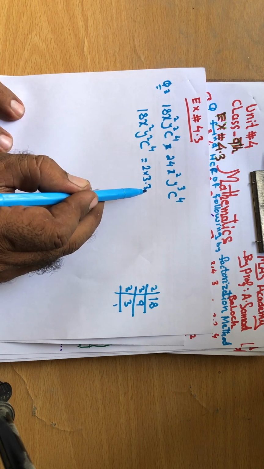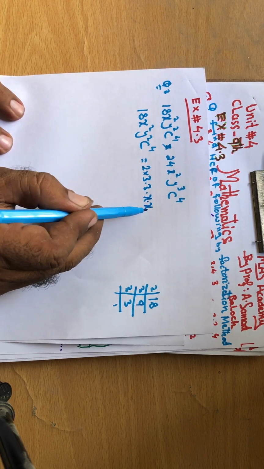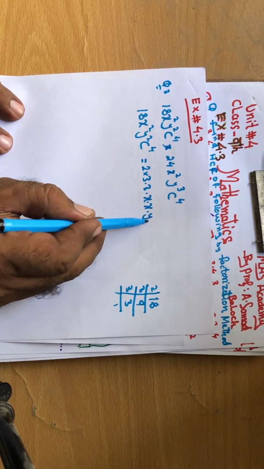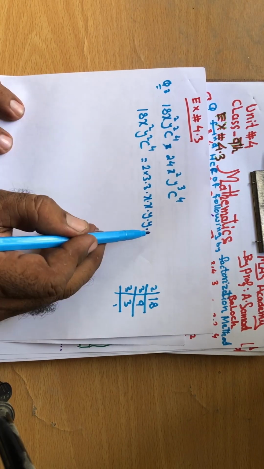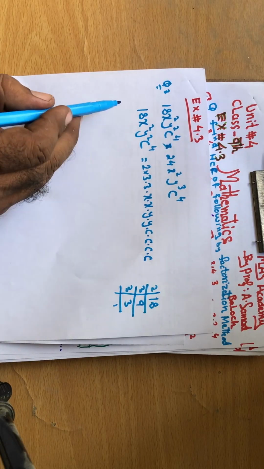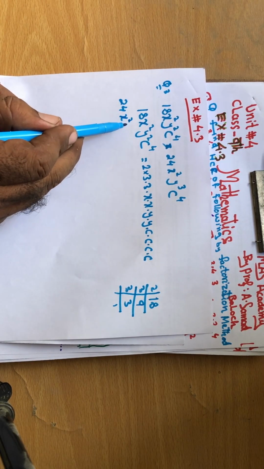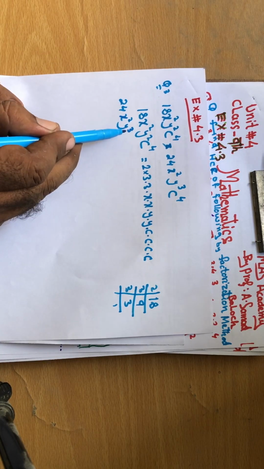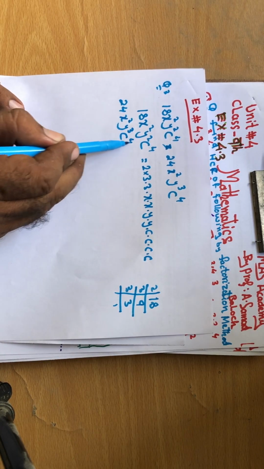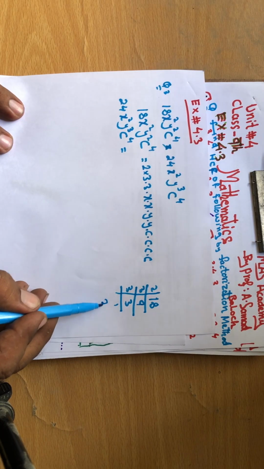Then x square, it means we'll be writing x multiplied by x. Y power 2 we'll be writing y multiplied by y. And c power 4, we will write c multiplied by c four times. After that we reach 24x square y cube c power 4, and we factorize it.